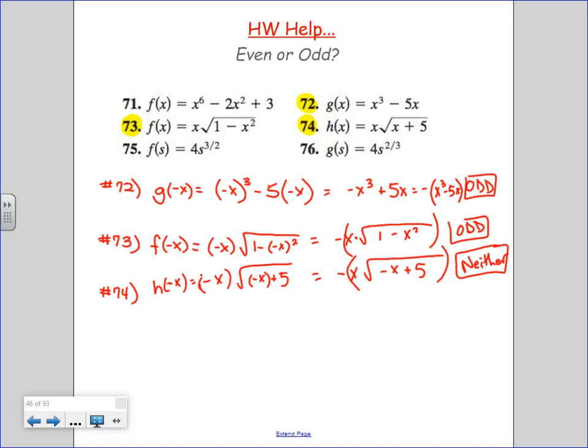Help me out. Symmetries from section, I don't know, a long time ago. Even was with what symmetry? Y-axis. It folds like a parabola, like x squared. Odd goes with what kind of symmetry? Origin. What's the one symmetry that's not in even or odd?